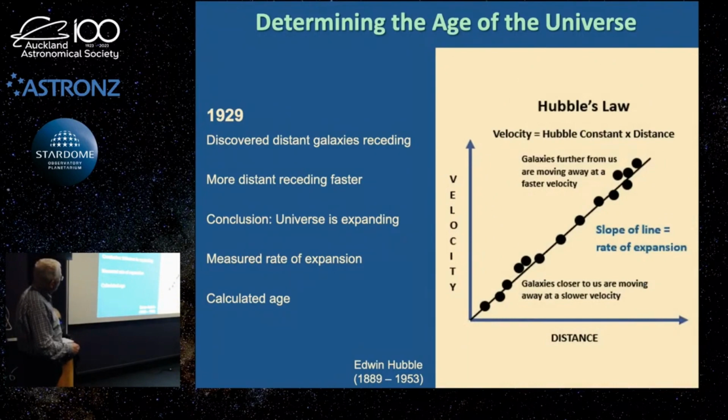That's what he did, he was able to plot it. So he got numerous galaxies, and he plotted the velocity on the y-axis as a function of the distance to the galaxies on the x-axis. And it formed a nice straight line there. So here it is, the galaxies further away from us.